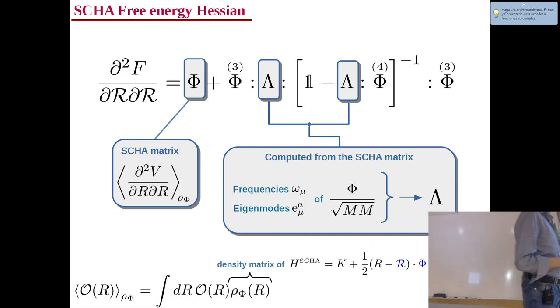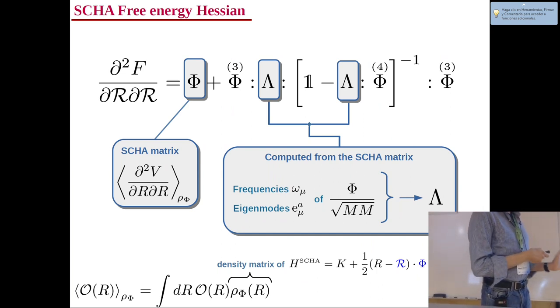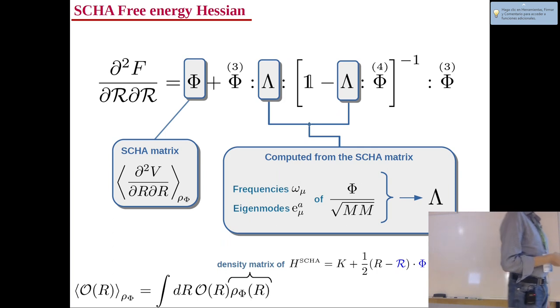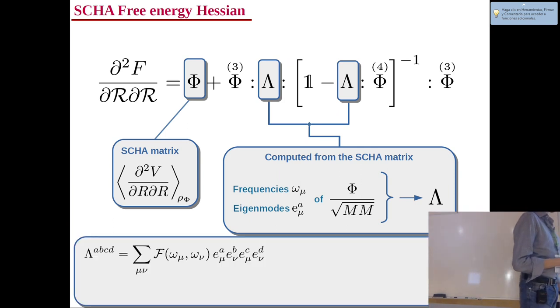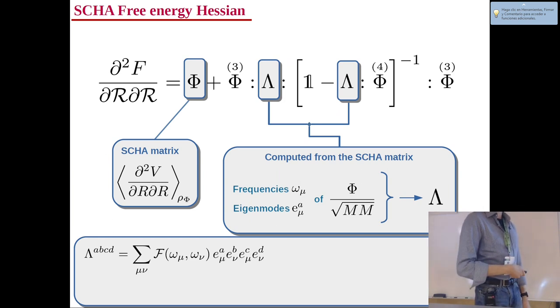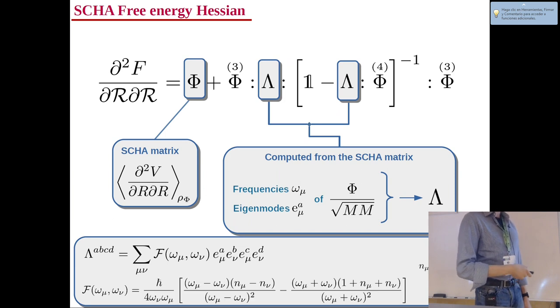So what is this lambda? Essentially, this lambda is a fourth order tensor, which is computed by just using the frequencies and the eigenmodes of the SCHA dynamical matrix. So this is something that we already have at the end of the minimization. The explicit formula of this lambda is a bit complicated, maybe. It's something like this. So it's a fourth order tensor. See? These are just the eigenmodes, the eigenvectors of the SCHA dynamical matrix. And this function here depends on the frequencies and is given by this formula here. So you can just look at it in the paper. It's not important now.